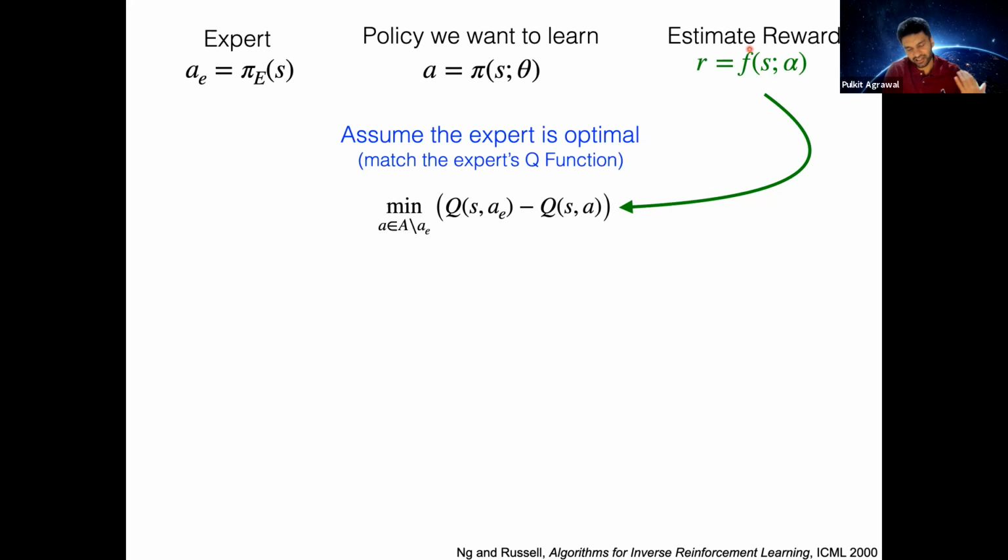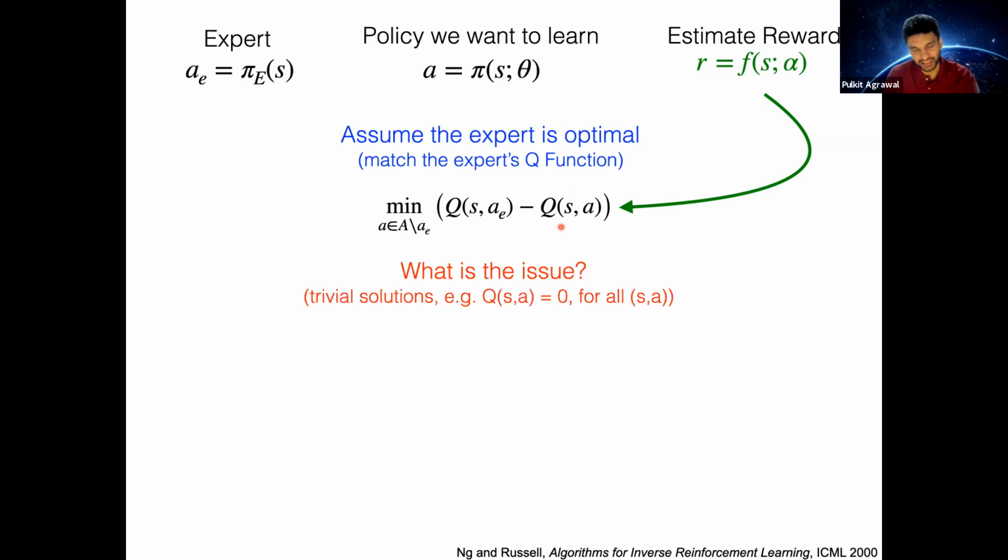Typically in reinforcement learning, you would assume the environment gave you the reward. But now, instead of the environment, think there's some function f with parameters alpha that we are trying to learn, which is going to provide the reward. And we can calculate the Q values with respect to those rewards. But this straightforward implementation has an issue: there can be trivial solutions. For example, I can set Q(s, a) to be zeros.